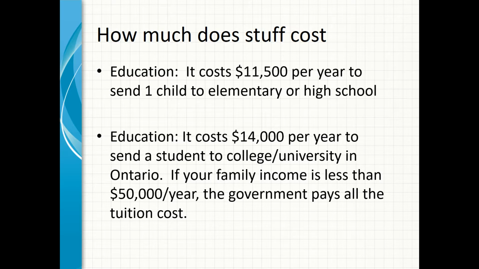University. Education costs $14,000 per year to send a student to college or university in Ontario. That's the part that the government pays, not the part that you pay. Typically, tuition is about $5,000 or $6,000 for college, and $8,000 for university. That's the part that you pay if you or your children are going to university or college. There's another $14,000 that the province pays to the university.